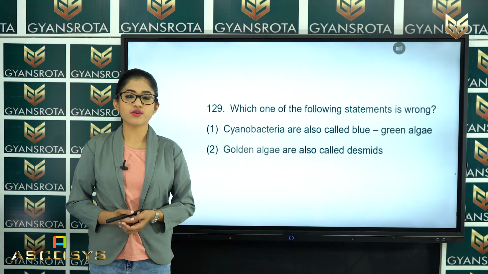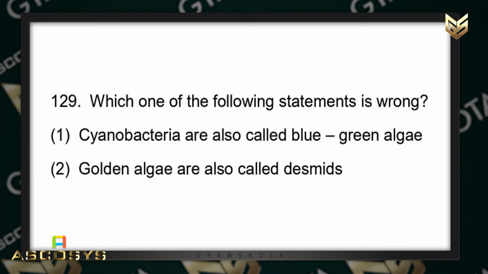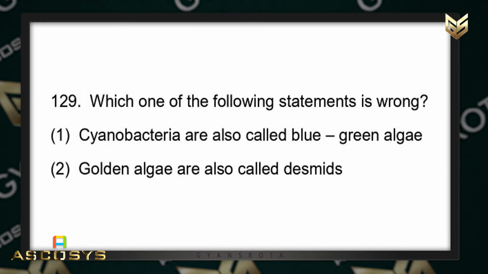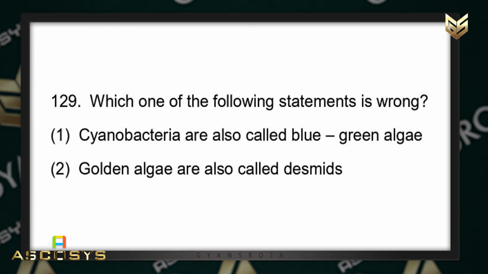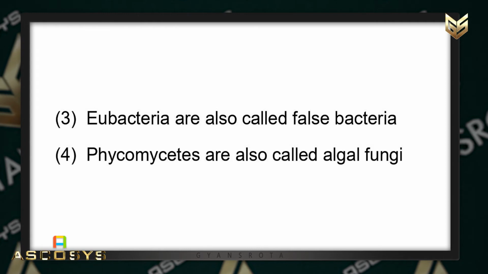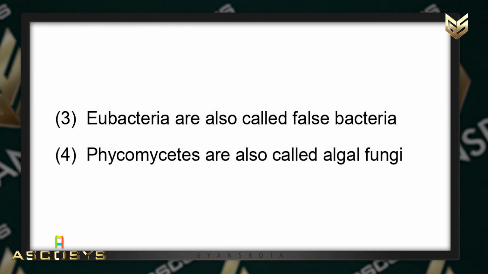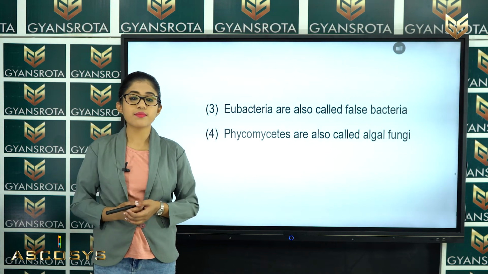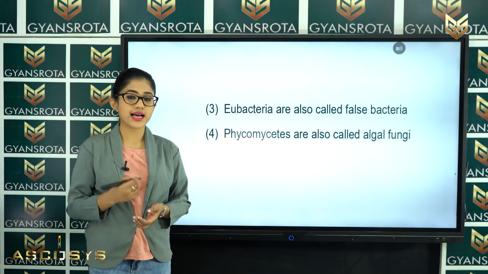Now, the next question is question number 129. You can see here, which one of the following statements is wrong. First statement is cyanobacteria are also called blue-green algae. Statement number 2 is golden algae are also called as desmids. Statement number 3 is eubacteria are also called false bacteria. And statement number 4 is Phycomycetes are also called algal fungi. This has directly come from the chapter Biological Classification. So, which among them is the correct answer?